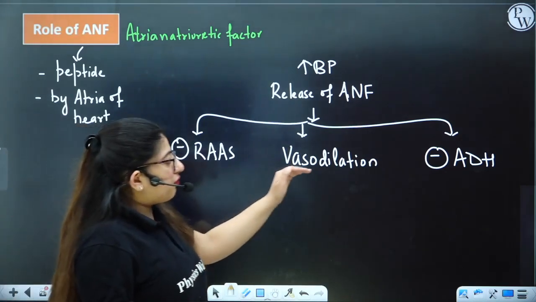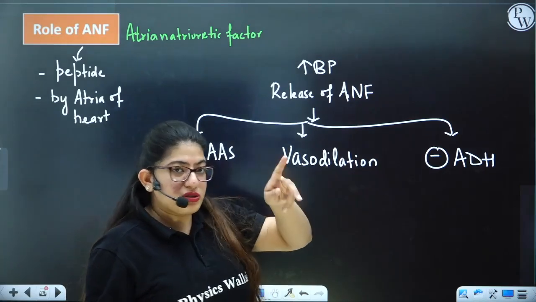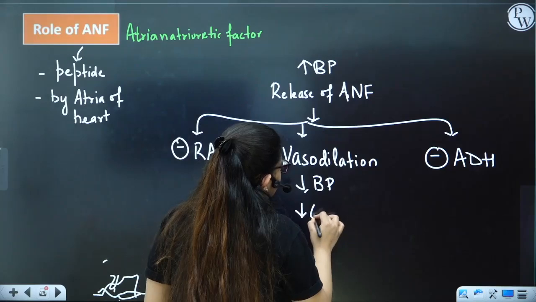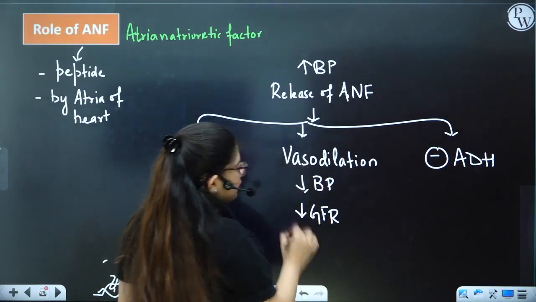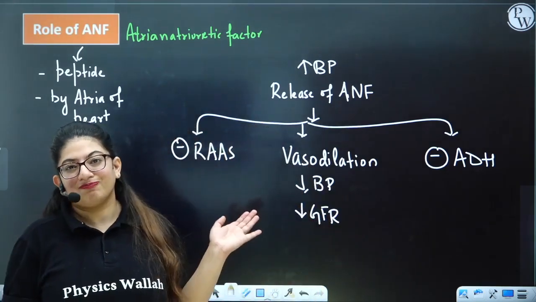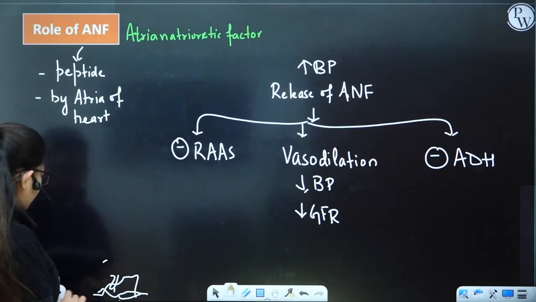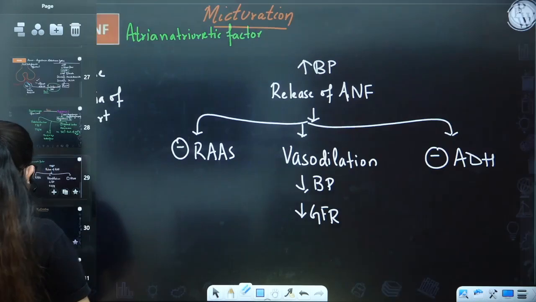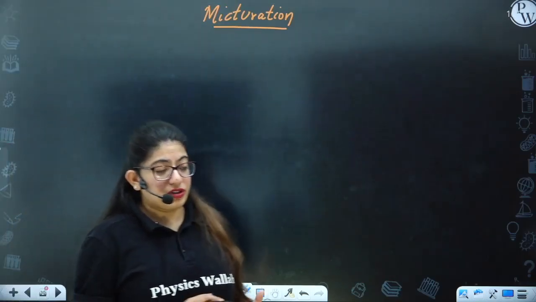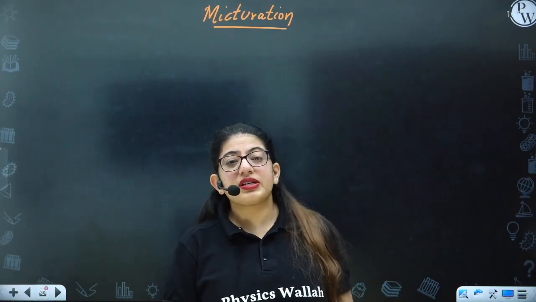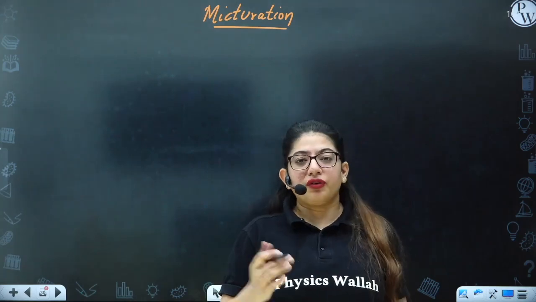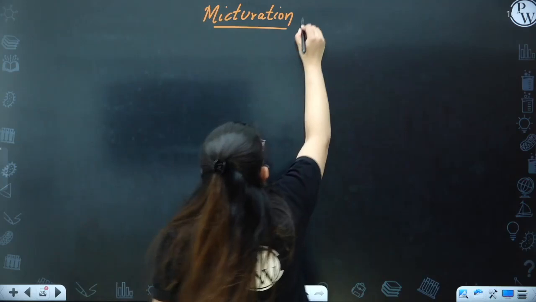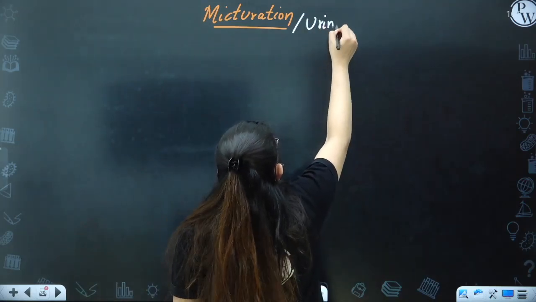Whereas, when vasodilation occurs, opposite to vasoconstriction, the blood pressure will decrease. As a result, the GFR will also decrease. So, this is your ANF. Okay. Moving further to the next, micturition. What is micturition? It is the process of release of urine, or you also call it urination. So, micturition is known as urination.